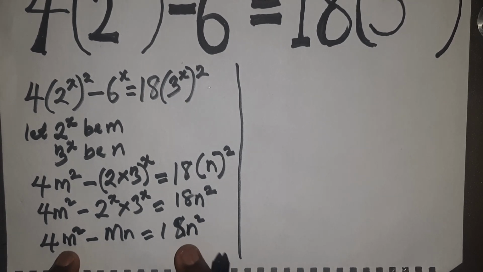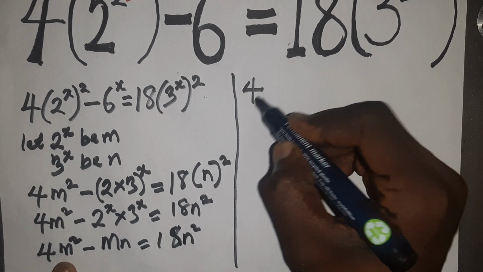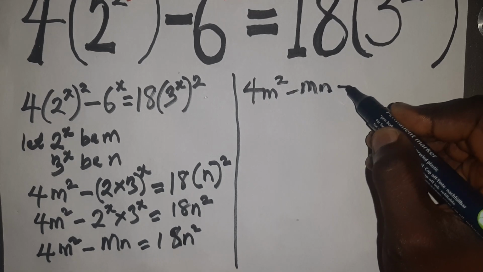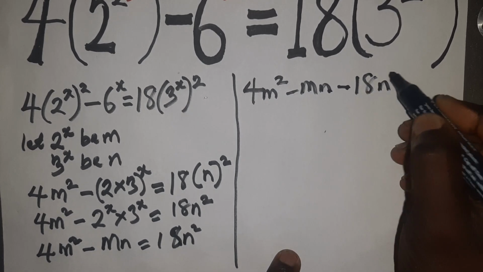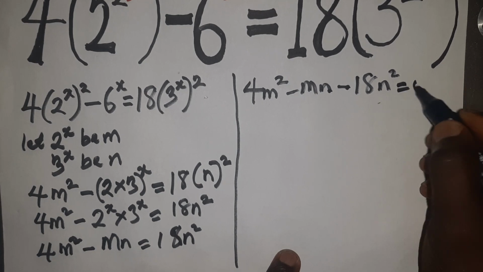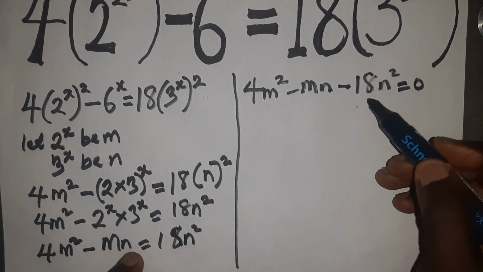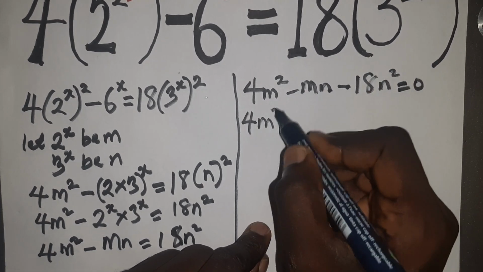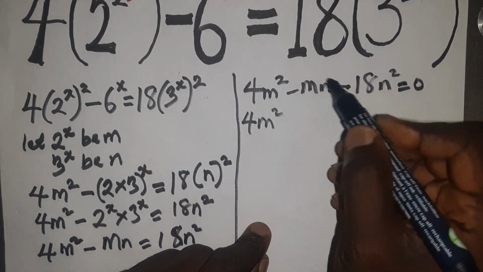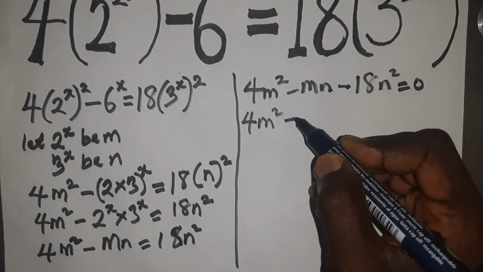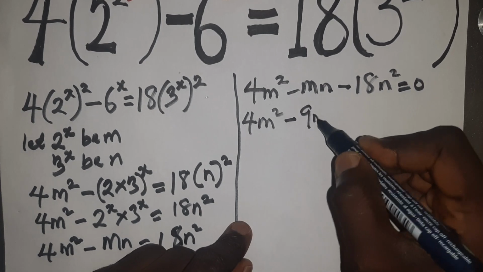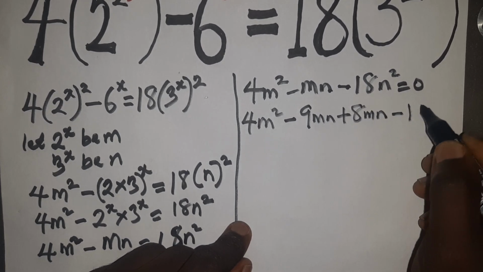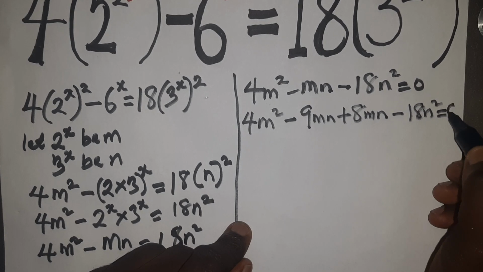So we now have 4m squared minus mn minus 18n squared equals 0. Plus 18n squared moves over and becomes minus 18n squared. So here, factorizing, we can now have 4m squared. Solving this equation by factorization method, we are going to replace minus mn with minus 9mn plus 8mn minus 18n squared equals 0.